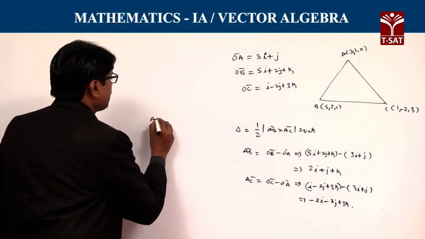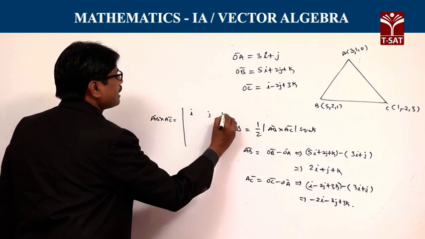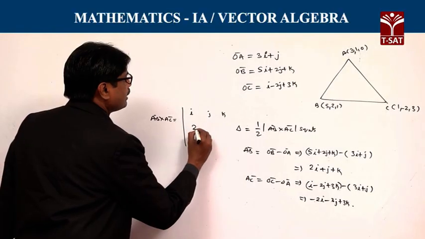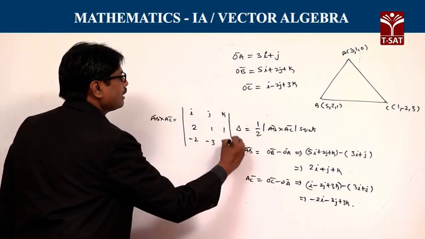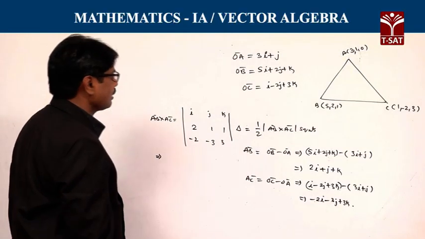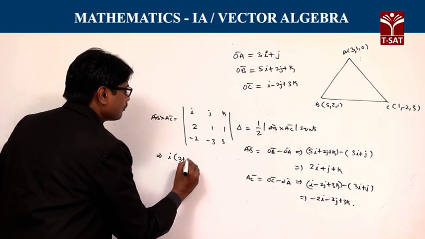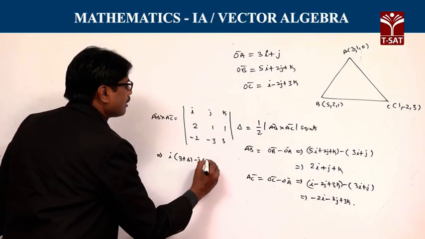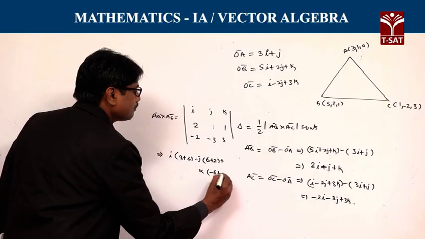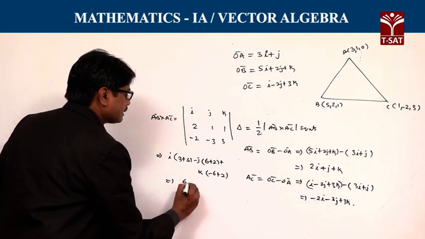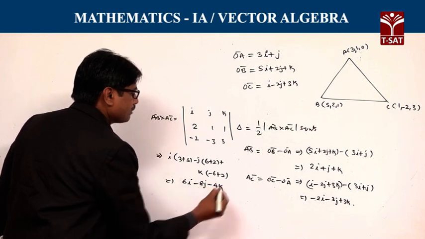Now calculate AB bar cross AC bar, which is equal to the determinant of i bar, j bar, k bar; AB bar is 2, 1, 1; AC bar is -2, -3, 3. Find the cross product of these two vectors: i bar times (3 plus 3), minus j bar times (6 plus 2), plus k bar times (-6 plus 2), which is nothing but 6 times i bar minus 8 times j bar minus 4 times k bar.